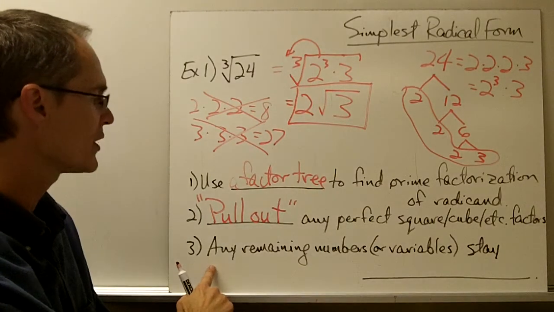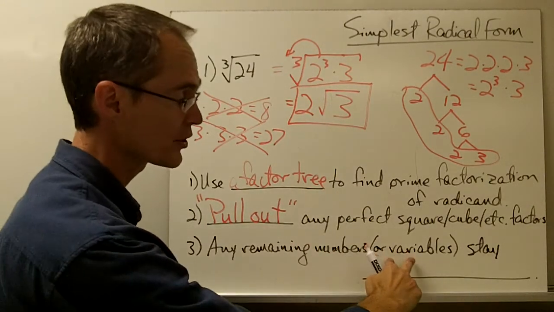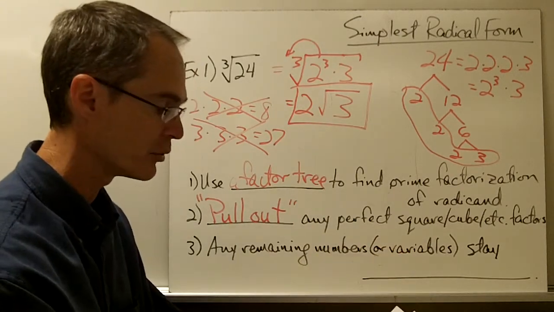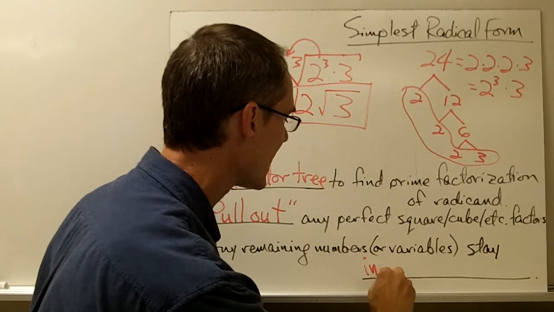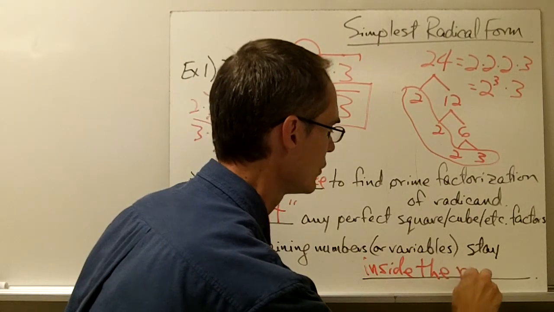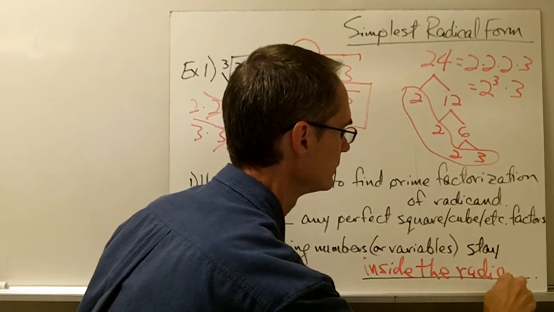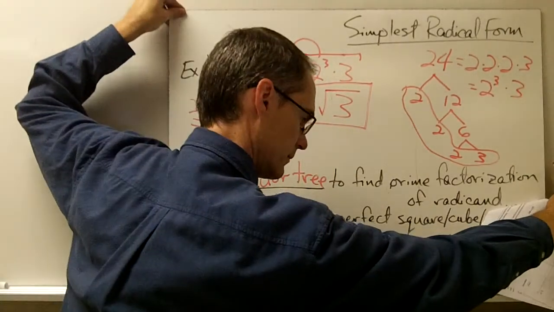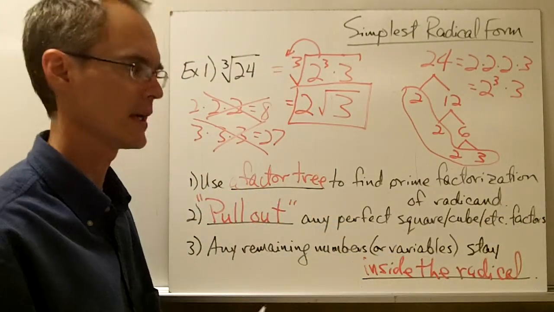And finally, step number 3, any remaining numbers, or sometimes variables, as we're going to see in a minute, stay inside the radical. So let's take a look at a couple more examples.